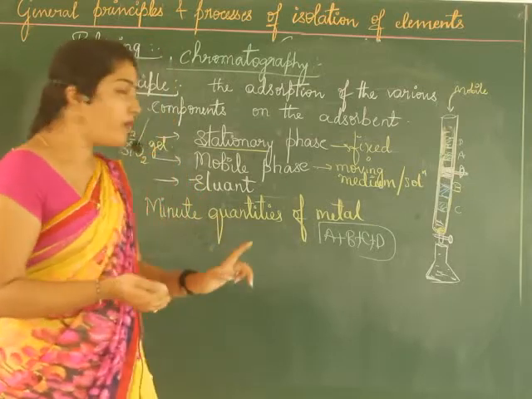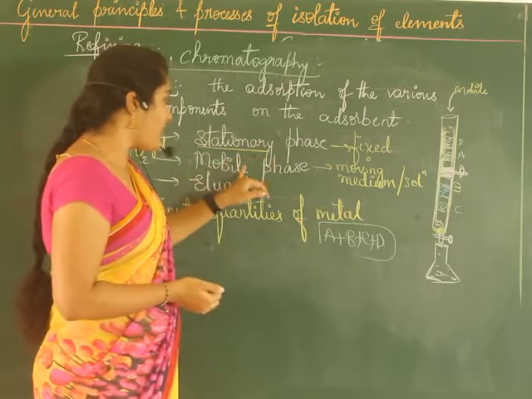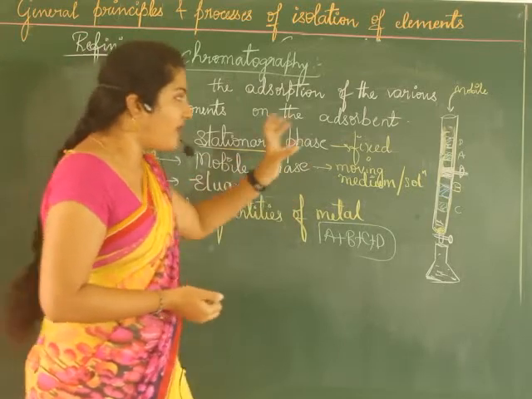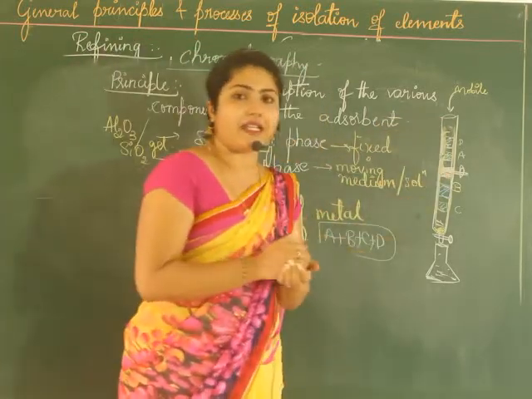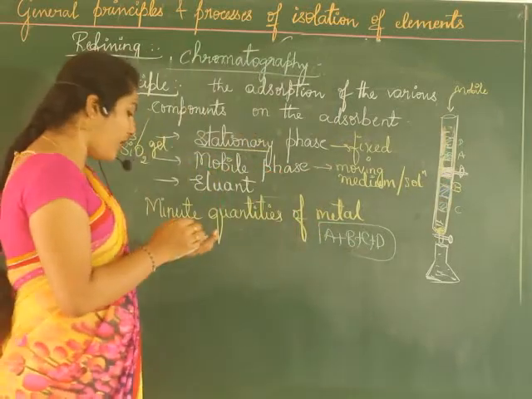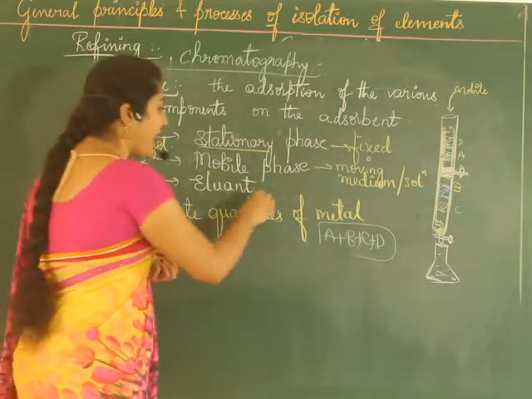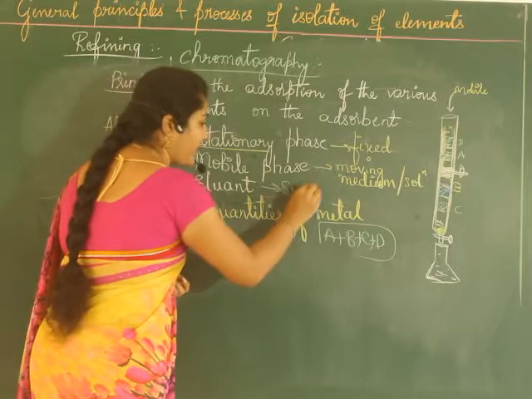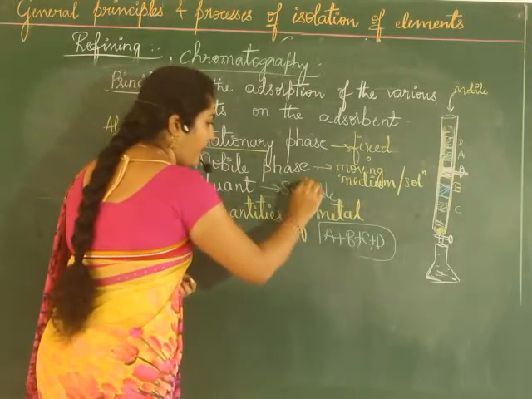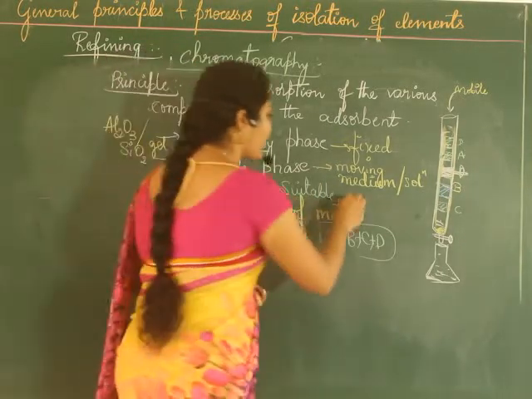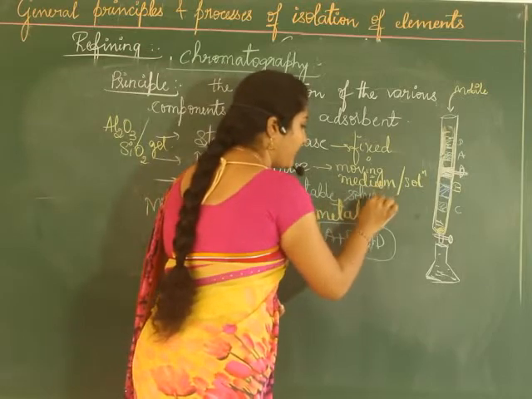Is that clear? You know what a stationary phase is now, and what a mobile phase is. We say the solution is eluted. That is a term we use. And what is eluent? Eluent means suitable solvent. We prepare a solution, isn't it? The suitable solvent is called eluent.